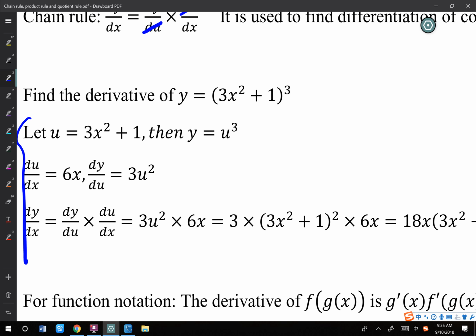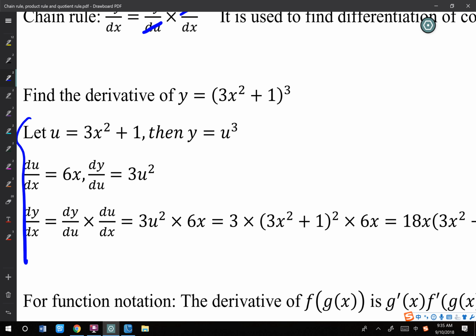Very hard process. So what we can do now is, I want to introduce a new variable. We make y equals u to the power of 3. We introduce a new variable, and then u equals this, 3x squared plus 1. What I want to find is dy dx, right? What we're trying to find is dy dx.